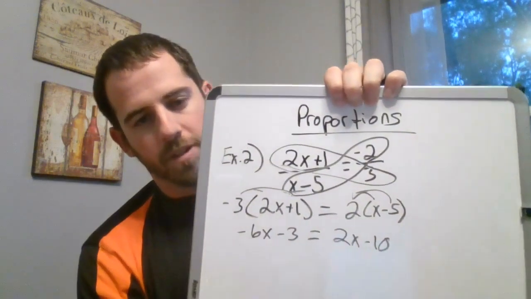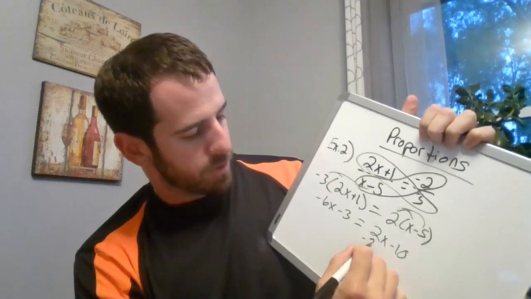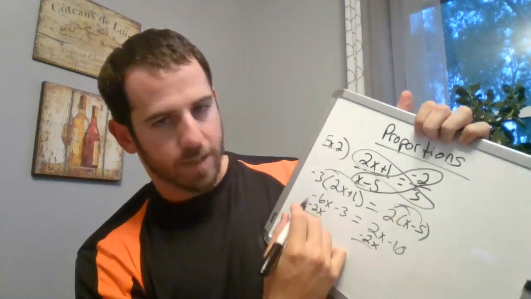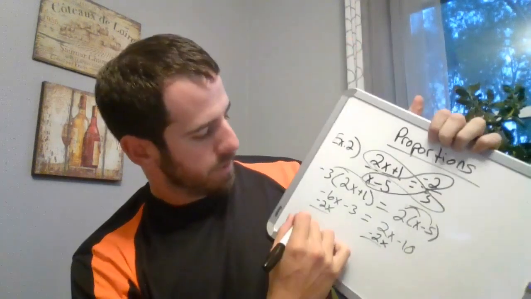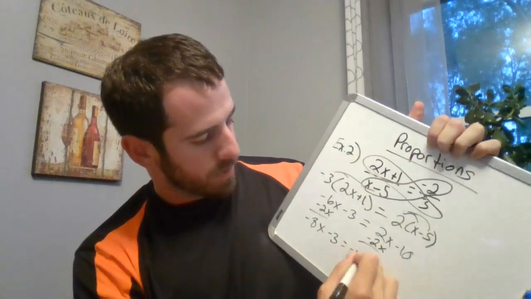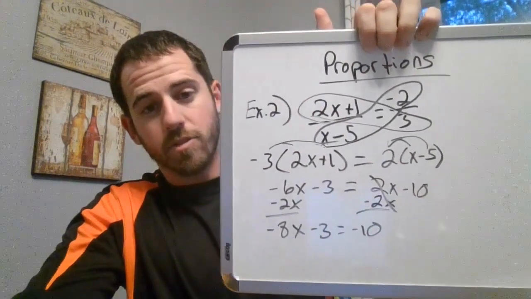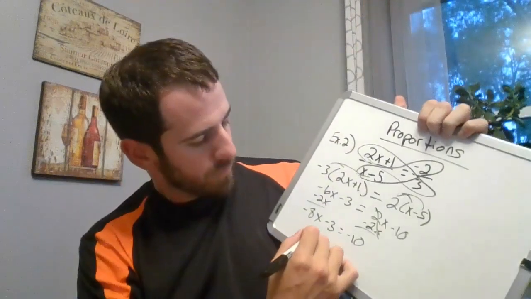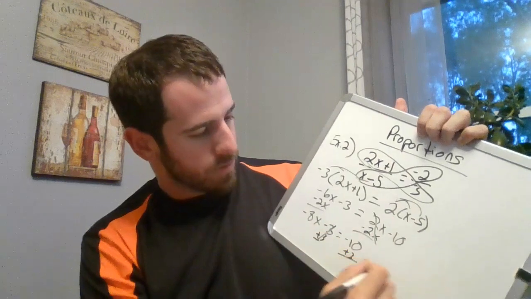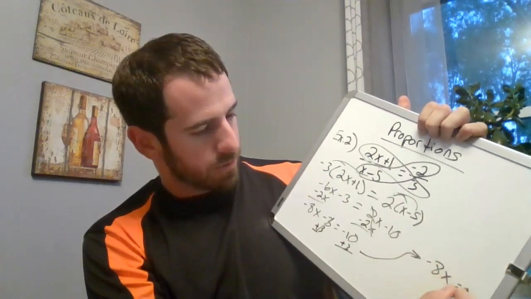From there, decide where you want to move the variable. Well, when I look at this, I'm probably going to move my variable left, just because I like it on the left. So I subtract 2x, same sign, add and keep the sign. I get negative 8x minus 3 equals negative 10. And then we have our basic two-step equation from here. Add 3 to both sides. They cancel. So I get negative 8x equals negative 7.